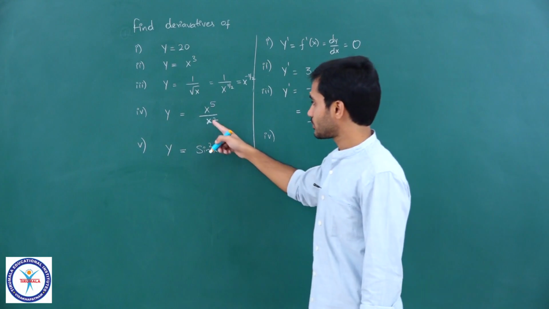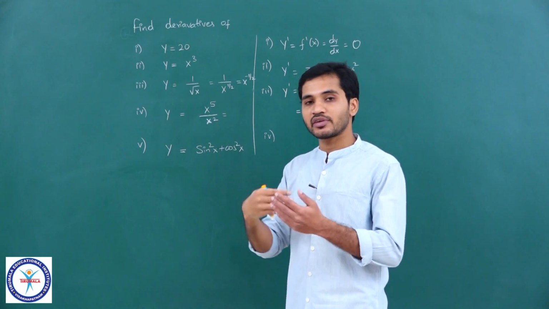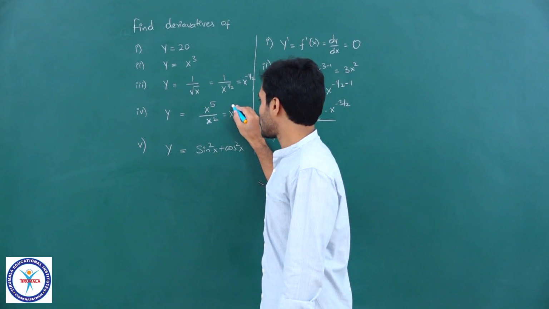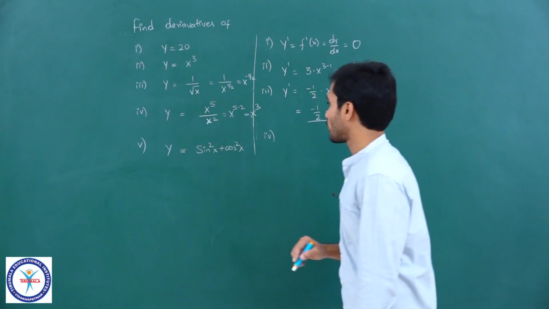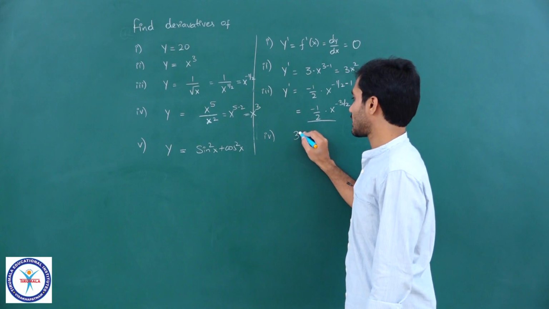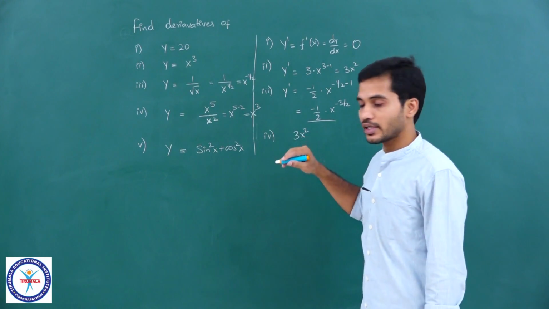So, fourth one, x power 5 by x square, you know how to deal with the exponents, right. When we are dividing, the exponents will get subtracted, right. So, this becomes x power 5 minus 2, which is x cube, and what is the derivative of x cube? We have already got that. So, we can directly write 3x square, 3 into x power 3 minus 1, right.